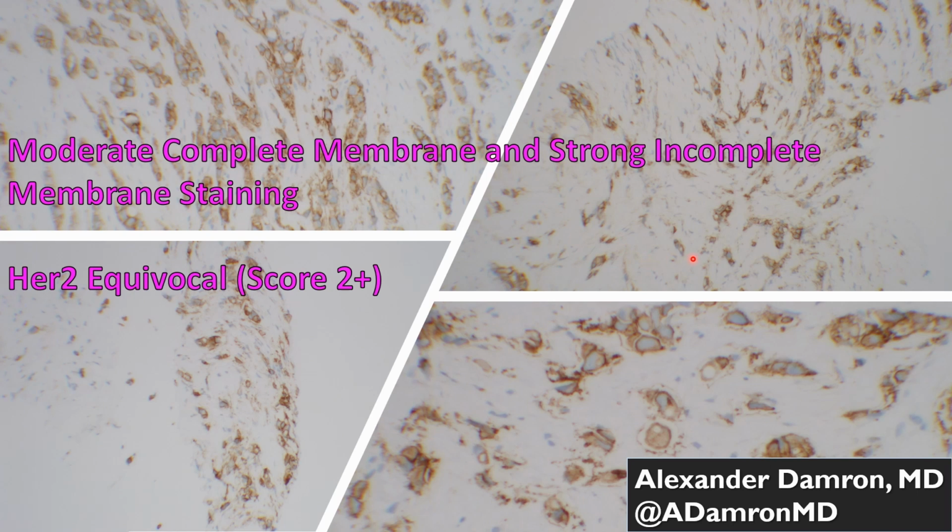And you can see that throughout here, it's not complete, right? You have this U-shaped, intense staining of this membrane here, and it's negative on the top. Again, this is that upper end of what we would call 2+, and I thought this was a good example to show that upper end, because this was a case that was negative by in situ hybridization.